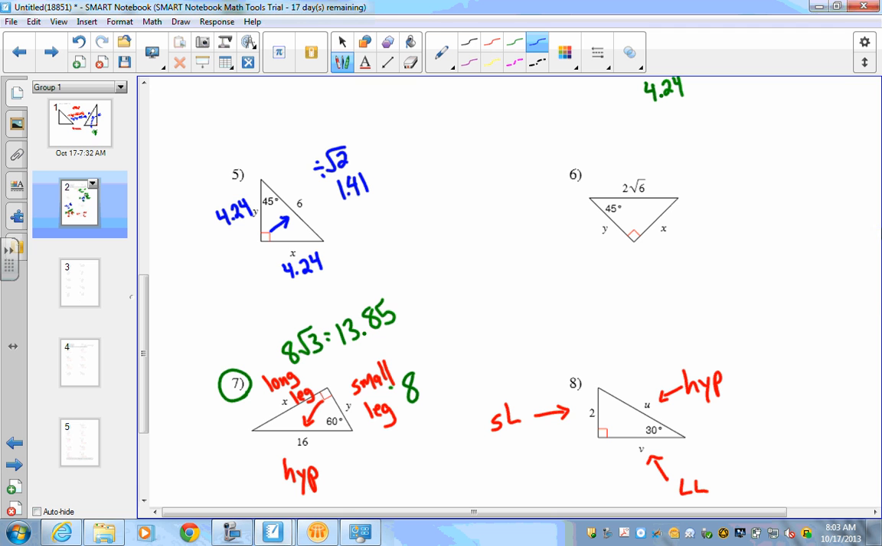So the relationship between my short leg and hypotenuse is I'm going to double it to get 4, and the relationship between my short leg and the long leg is I'm going to multiply it by radical 3, so 2 radical 3. And you could actually leave it like that, that's okay, but if you wanted to convert it to a decimal, you would get 3.46. Okay?